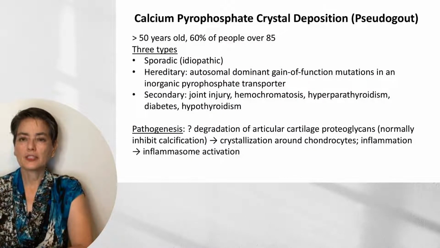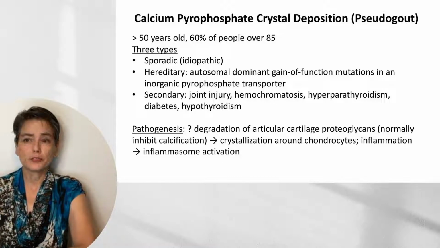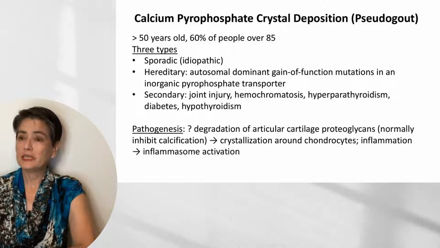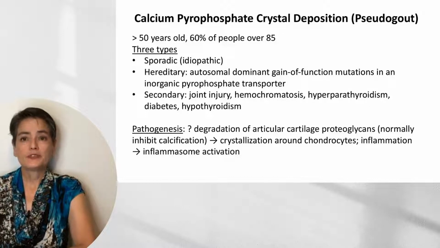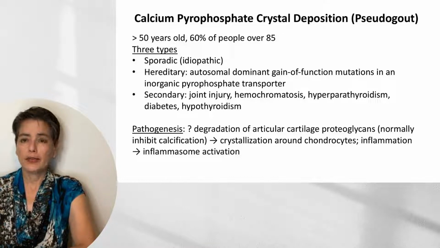So this brings us to the second disease I want to consider, which is calcium pyrophosphate crystal deposition, or pseudogout, which is even more common than gout. We see this in patients over the age of 50. In fact, about 60% of people over 85 have pseudogout.